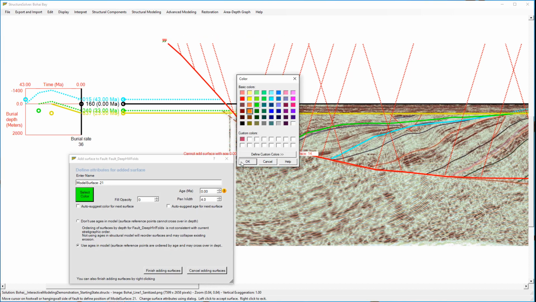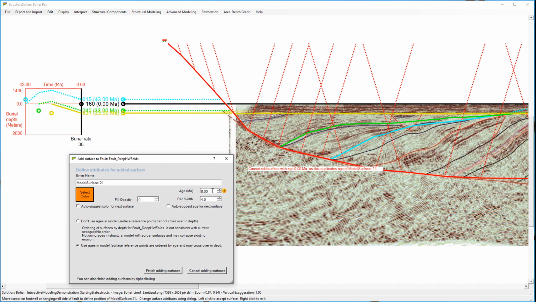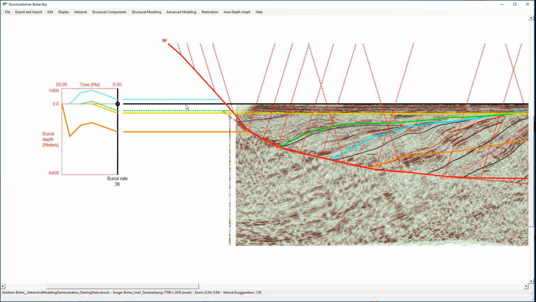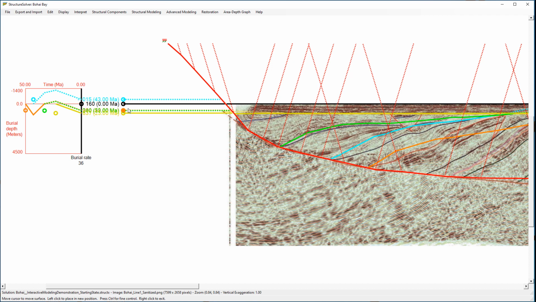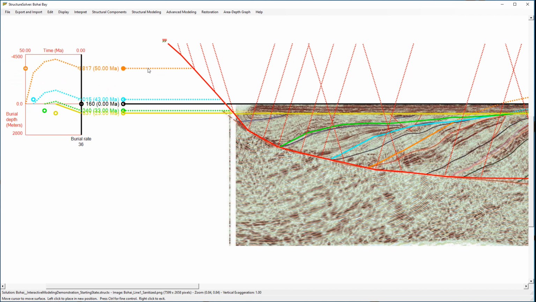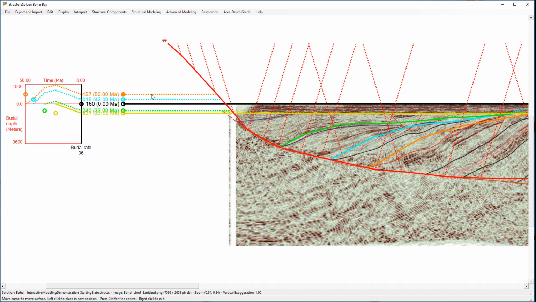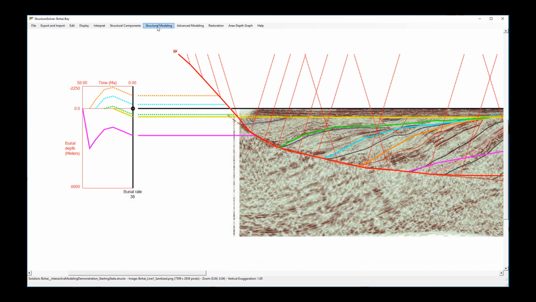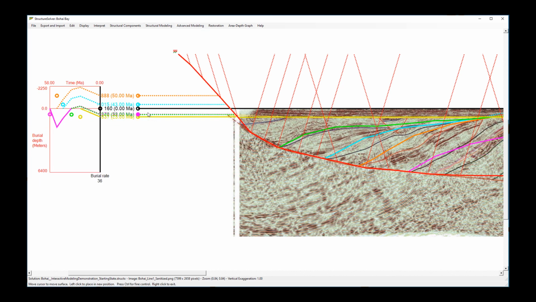StructureSolver can also define the model fold surfaces by age rather than depth, allowing us to reproduce the angular unconformities in the growth section, and thereby reconstruct periods of synkinematic erosion. The eroded horizons are shown by dashed lines where they have been removed from the footwall, and as solid lines where they are preserved in the hanging wall.